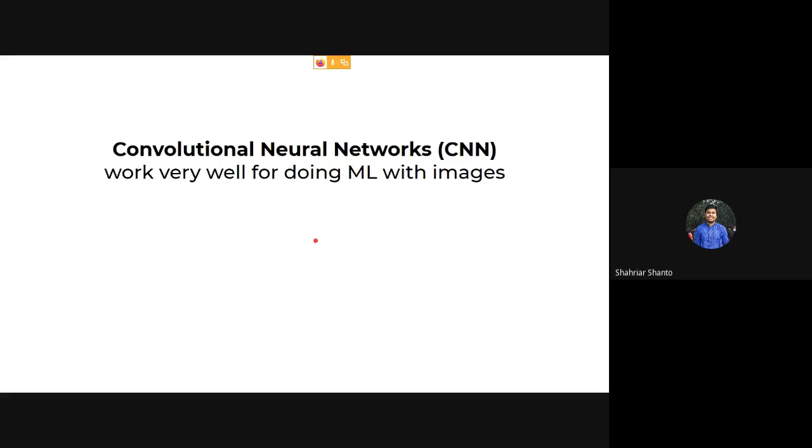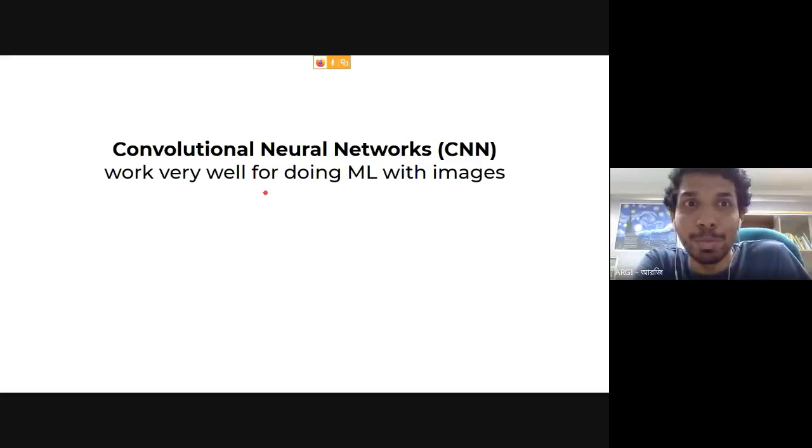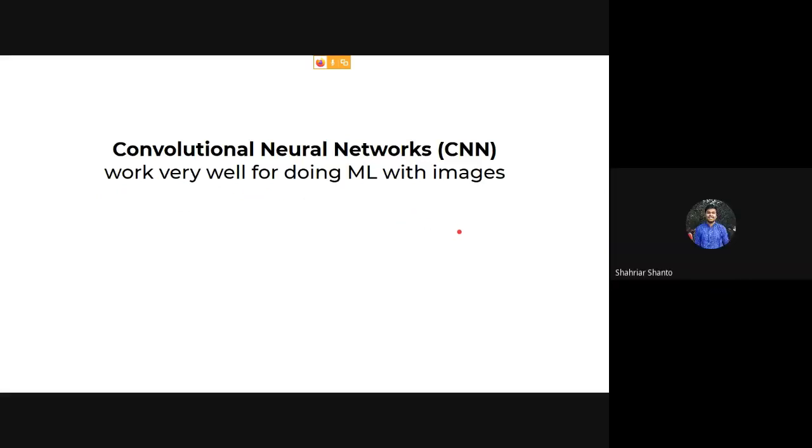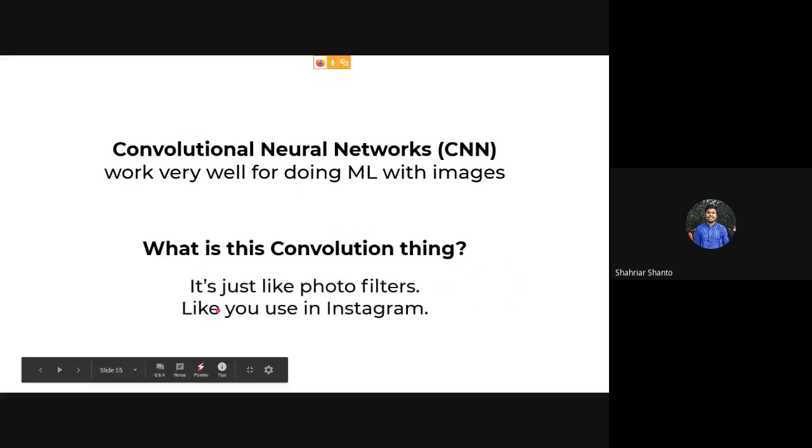Then we talked about neural networks. Then what are convolutional neural networks? You should explain in 1 minute what the convolutional part is and then move on to the paper. Okay, so convolutional neural networks have some layers that do convolution. So what is this convolution thing? Convolution is just like the photo filters we use in Instagram.